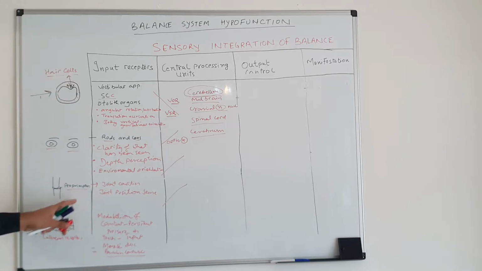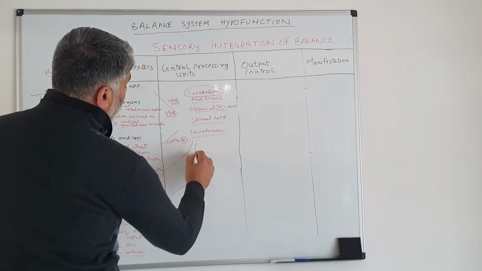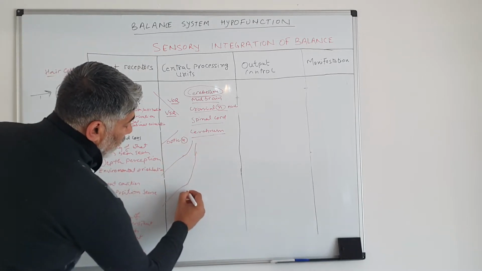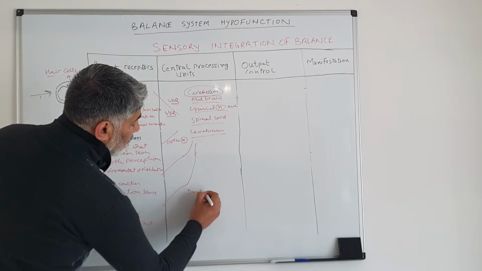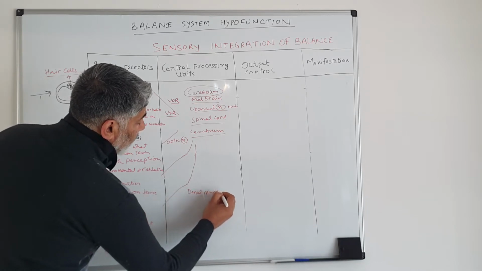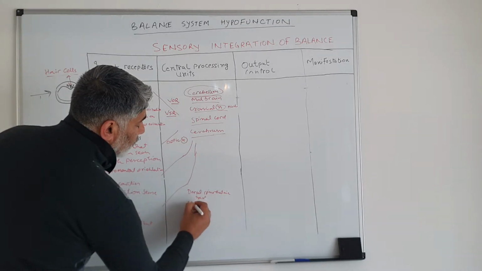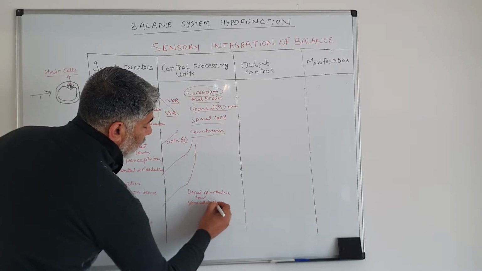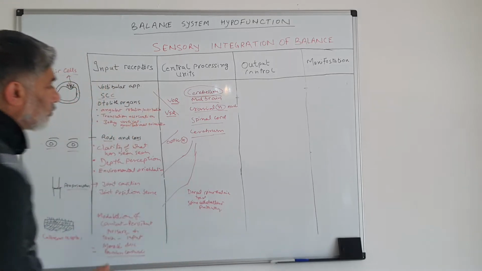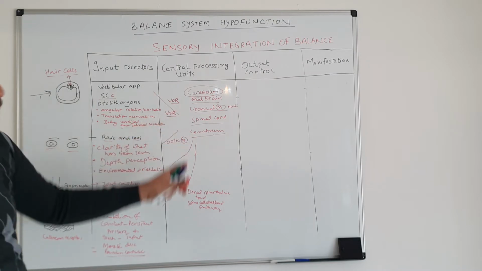And then we have got proprioception and cutaneous receptors. They provide information to your central processing unit via dorsal spinal thalamic tract and various spinal cerebellar pathways. So this is how the communication happens from the periphery to your central processing unit.